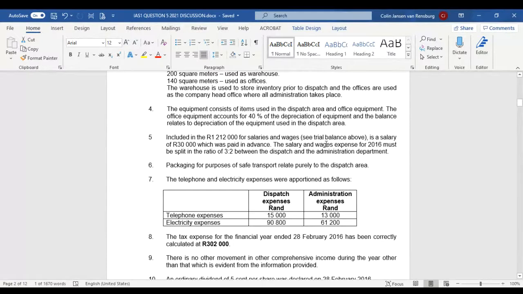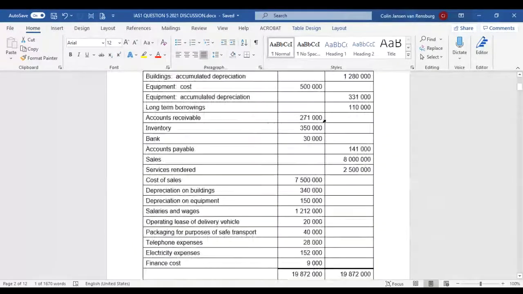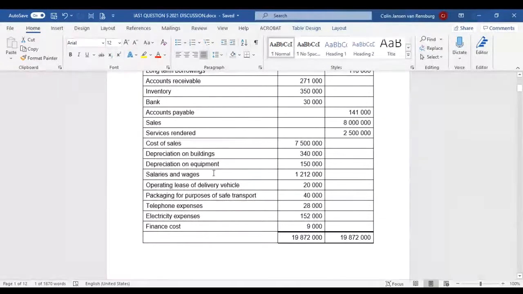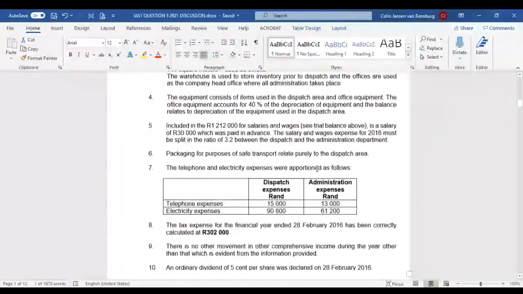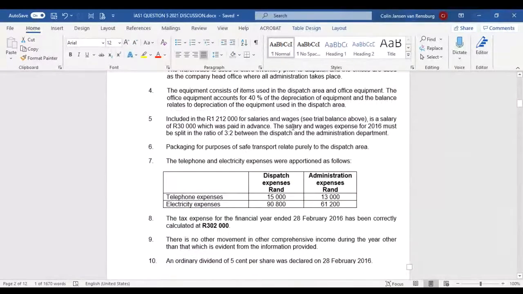See the trial balance above? Okay, let's follow the instruction. There we see it. Salaries and wages, 1,212,000. So included in there, what do they say? Is a salary of 30,000 rands, which was paid in advance. Right, it is a salary, so it's included in there, but it was paid in advance. So included in that amount is a 30,000 rand salary that was paid in advance.